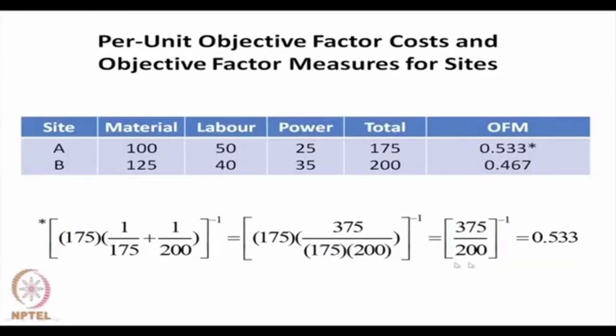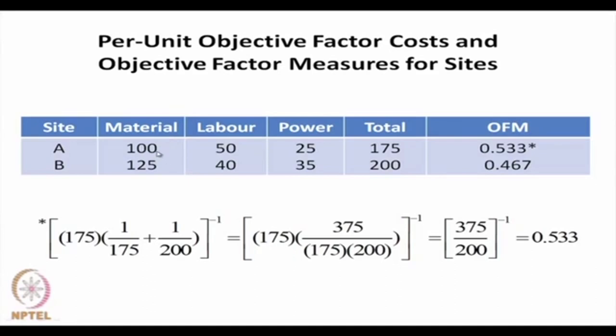We give an example here. Let us say that there are two sites, A and B, and let us say that we are considering only three objective factors that can be measured objectively in monetary terms.